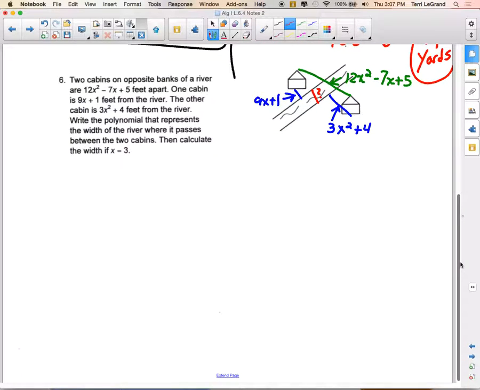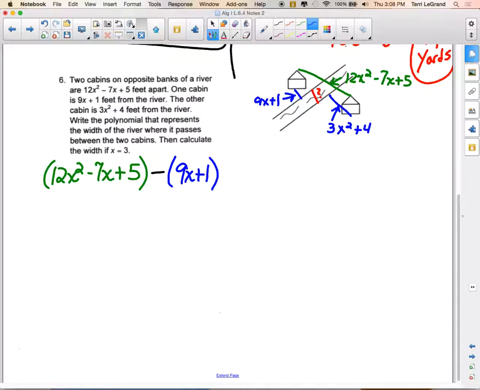Trevor? Parentheses, I put 12x squared minus 7x plus 5. Okay. And then minus, parentheses, 9x plus 1. And then plus, in parentheses, 3x squared plus 4. So plus and then another parenthesis. Yeah. So like this. Yeah. What do you think? Will this work?